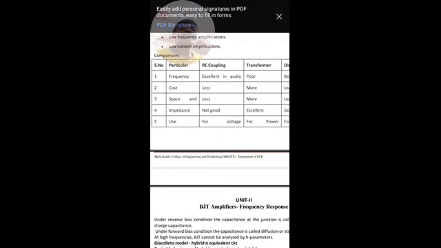The comparison parameters are with respect to frequency, cost, space, impedance matching and the applications. We are going to compare these three types of multi-stage amplifiers: RC coupled amplifier, transformer coupled amplifier and direct coupled amplifier.